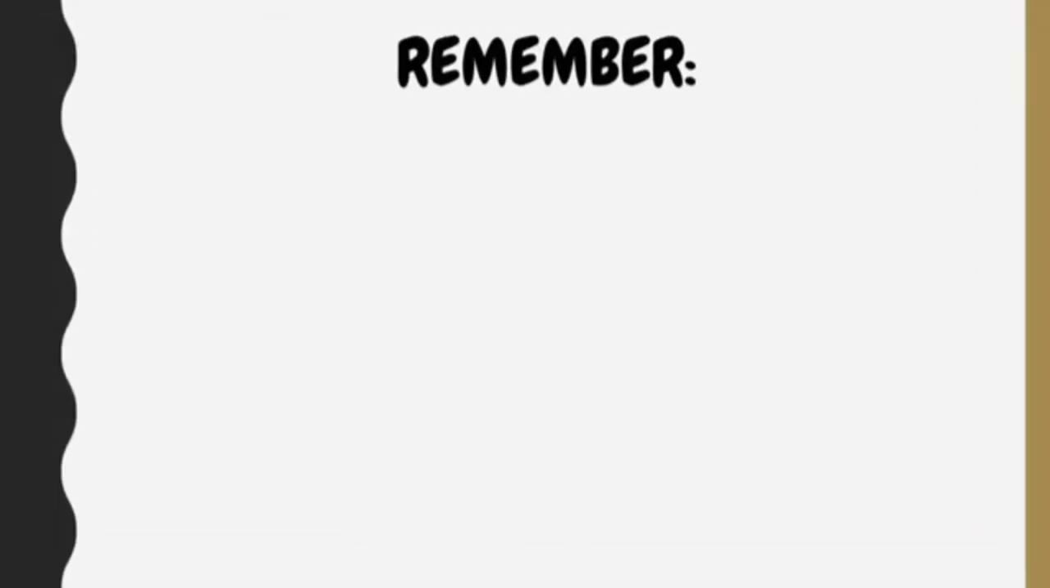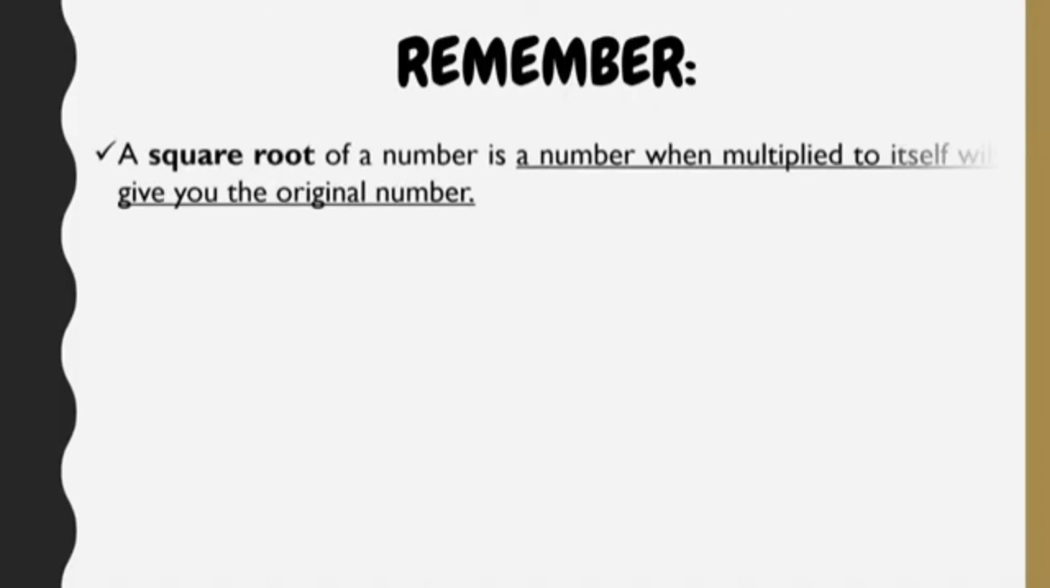So let us now summarize what we have learned in this lesson. A square root of a number is a number that, when multiplied by itself, will give you the original number. So kapag sinabing square root, halimbawa square root of 4, ang sagot sa square root of 4 is 2 because 2 times 2 is 4. Ganon din sa ibang numbers.